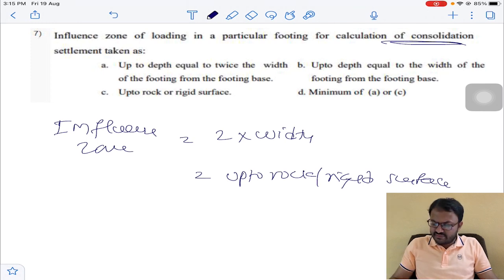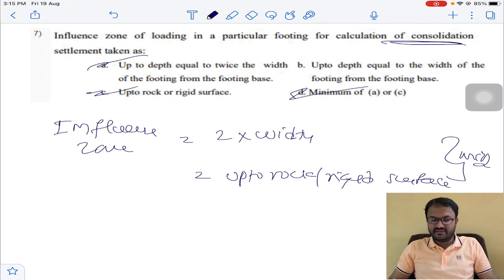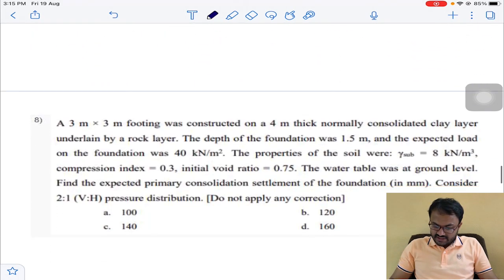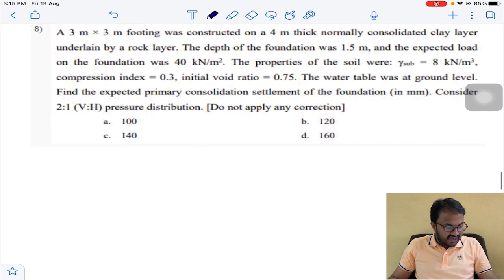Okay, so whichever is minimum out of these two, minimum value, that is option A correct, option C correct. By that you will get minimum of A and C. So option D is correct answer. Question 7, option D. And now question number 8.